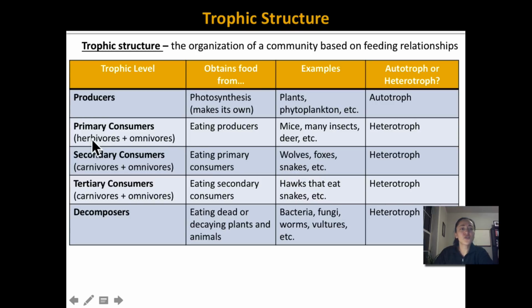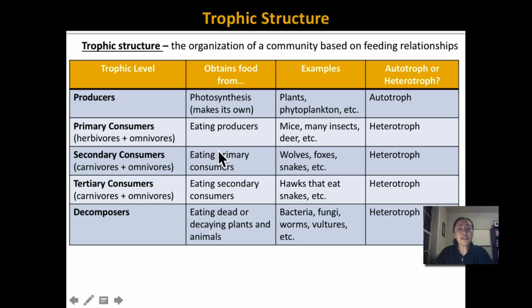Let's look at the next trophic level. That is the primary consumers. So primary consumers consume the producers. So that is what they're eating. Examples of primary consumers include things like mice, many insects, deer, etc. Anything really that feeds on vegetation. So this could include things like herbivores. Also, many omnivores will eat both vegetation and meat.